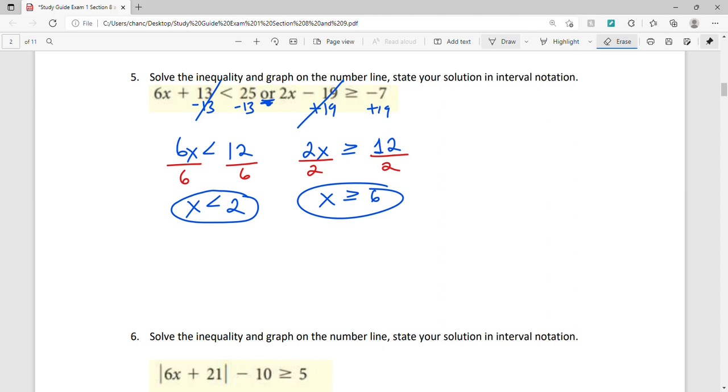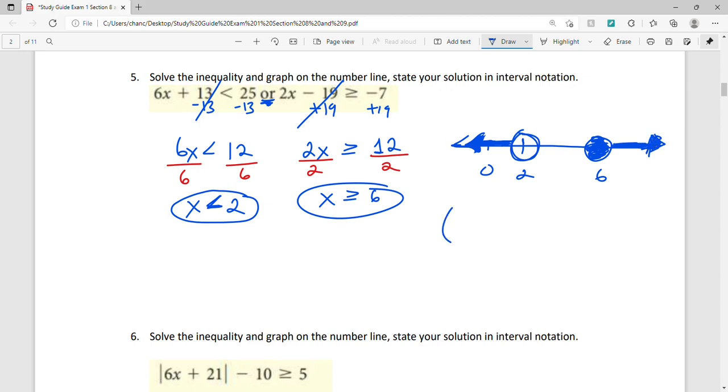Let's continue on. We'll draw our number line. We have a 2 and a 6. Now for the 2, this is an open circle because there is no equal sign. And for the right side here, we have a greater than or equal, so we're going to have a closed circle for that one. On the left side, we're going to draw an arrow facing left because it's all the values that are less than 2. And then the 6 is going to be shaded to the right because it's all the values that are greater than or equal to 6.